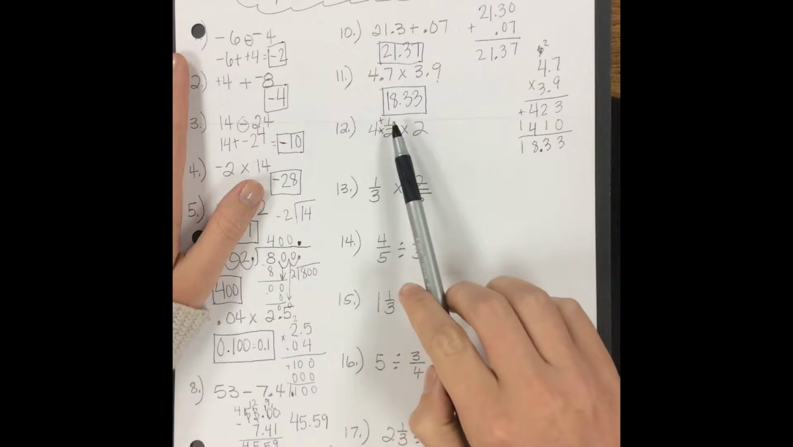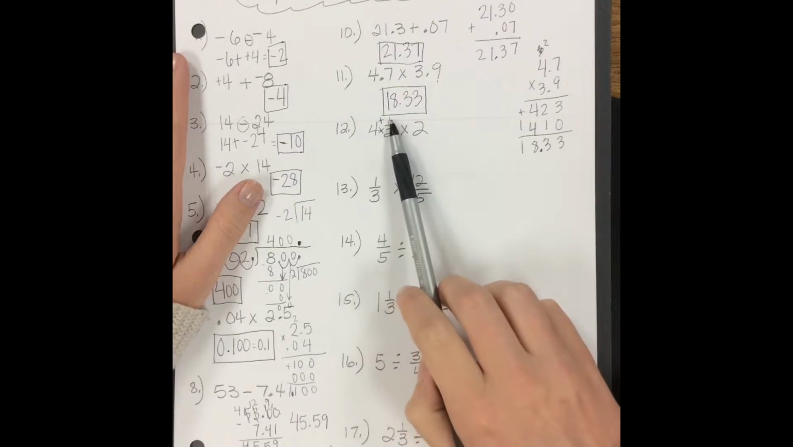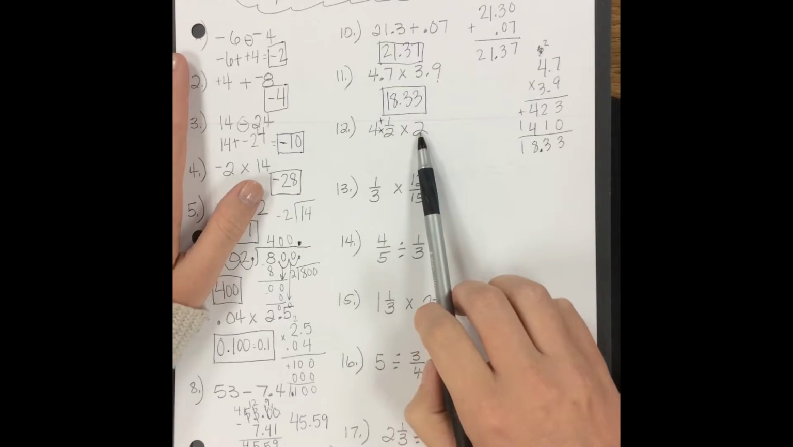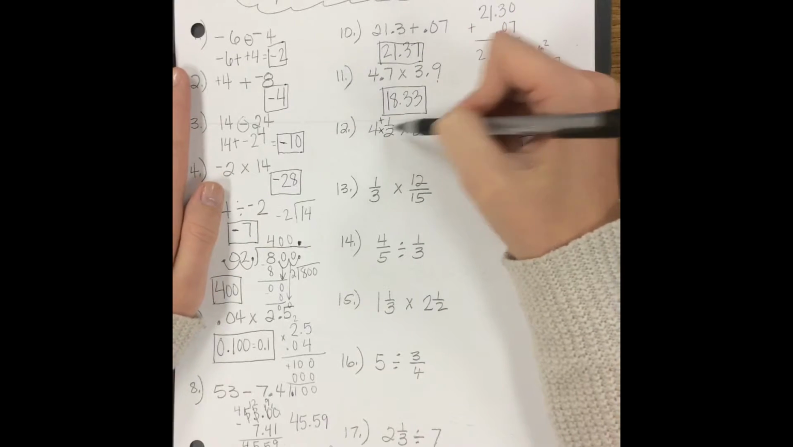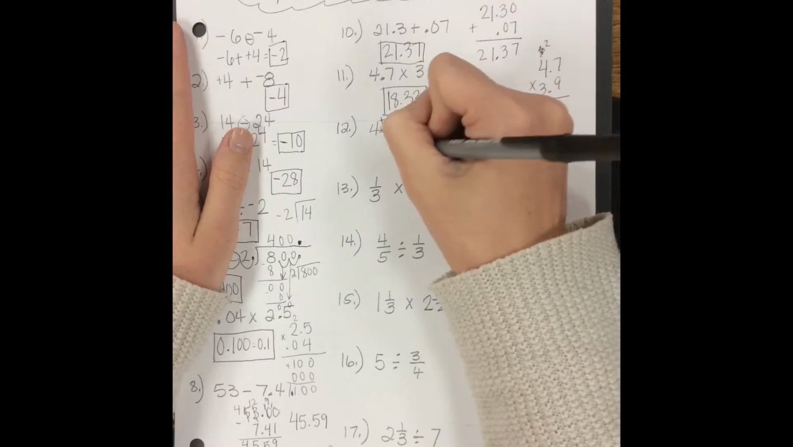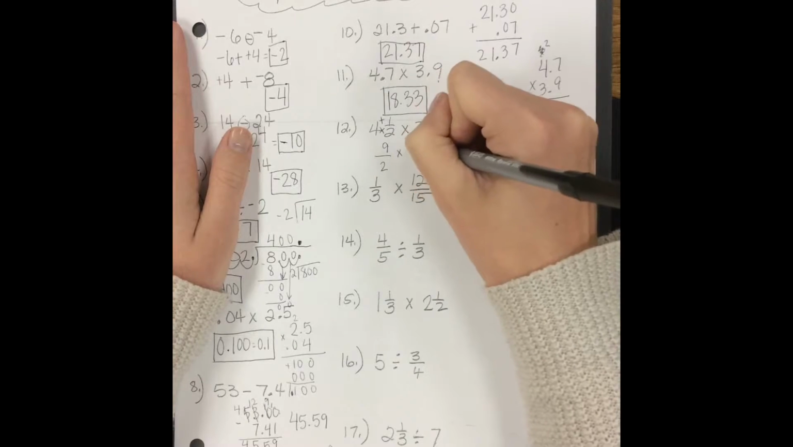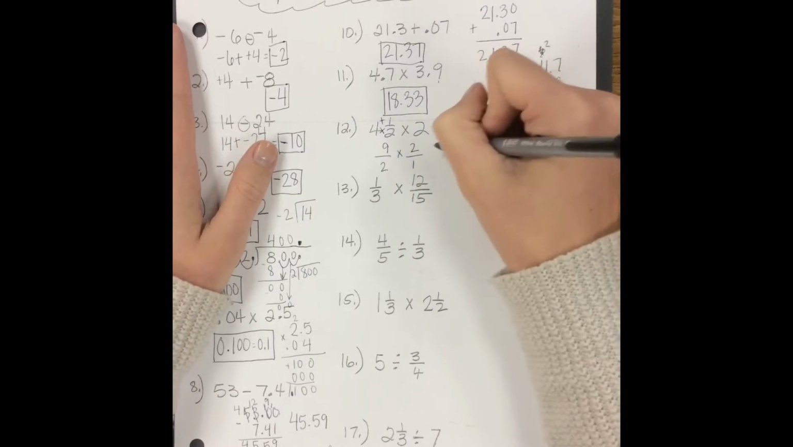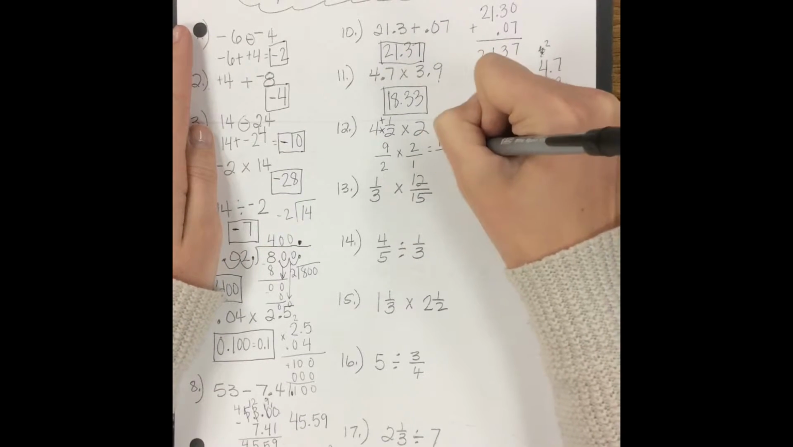Now I could change this mixed number to a decimal. If this is 4.5, I could say 4.5 times 2. But I want to get practice with fractions. So let's change this to an improper fraction. 4 times 2 is 8, plus 1 is 9. 9 over 2 times, now that's a whole number too, so I have to put that over 1. So 9 times 2 is 18.